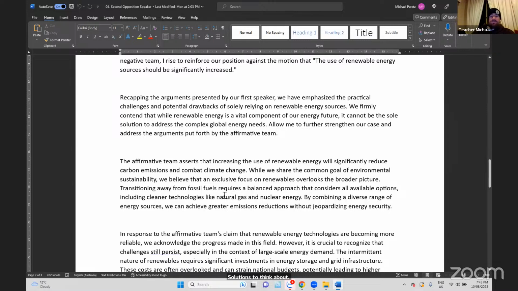Transitioning away from fossil fuels requires a balanced approach that considers all available options. So then we go on to list some other ideas. So we provide some evidence there of other things that we could do instead of just green energy. By combining a diverse range of energy sources, we can achieve greater emissions reductions without jeopardizing energy security. So we can have it both ways. We can have it be reliable and consistent, and we can also have it be healthy for the environment too. But we need to think about this a little bit more than just jumping straight to solar and wind powered stuff.